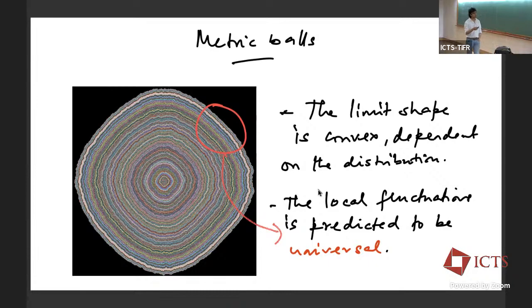But now if you zoom in on the boundary, you see some random function-ish kind of object. And the prediction is that this behaves universally, independent of what the edge distributions are, as long as they're somewhat nice, right?